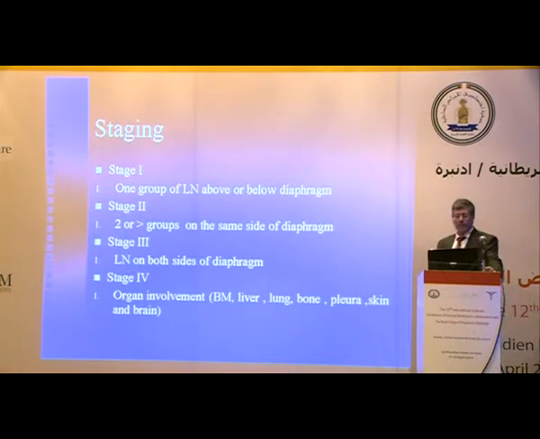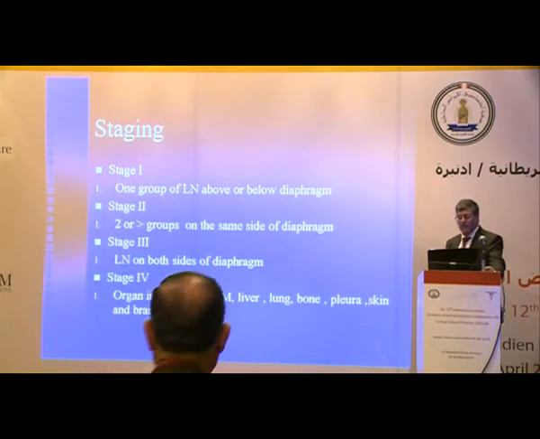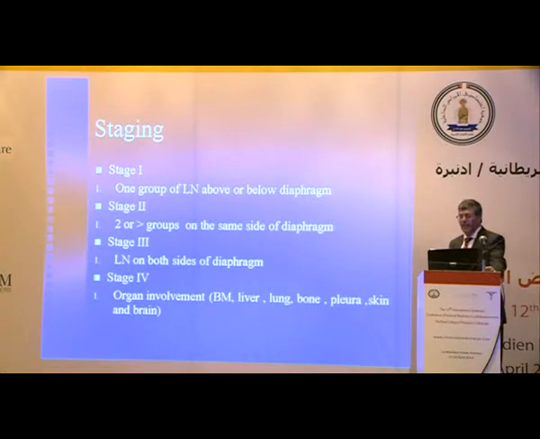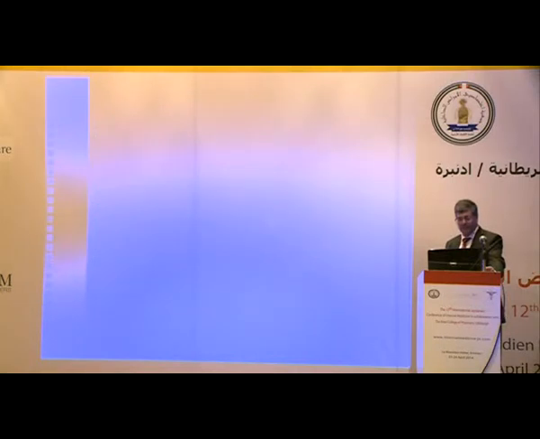And usually, the most common organ involvement is the bone marrow, liver, lung, bone, pleura, skin, and brain. Practically speaking, any organ in the body can be affected by lymphoma, but I wonder if the cornea is affected or not. I tried to figure out if there is any organ that cannot be affected by lymphoma.